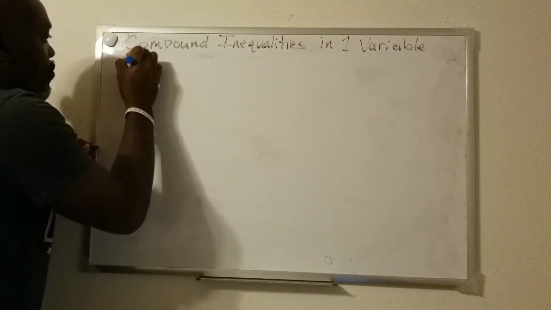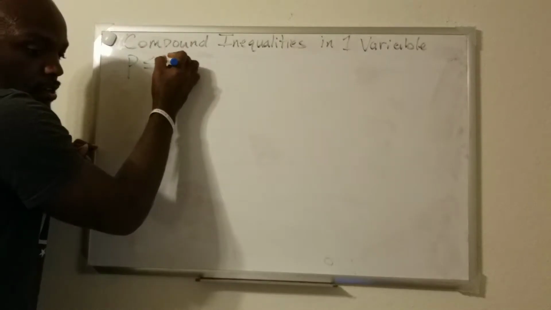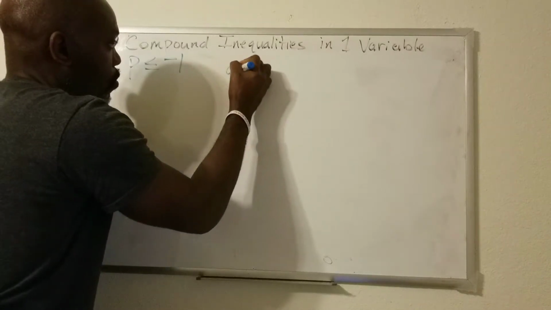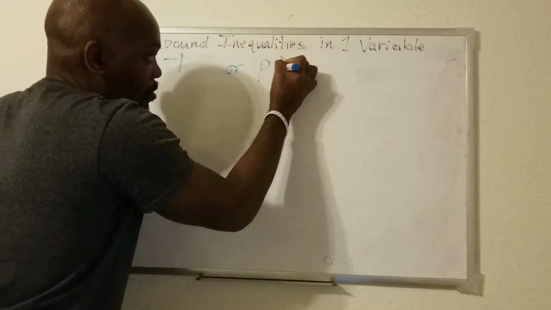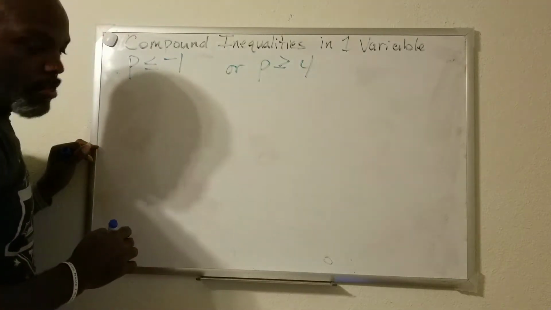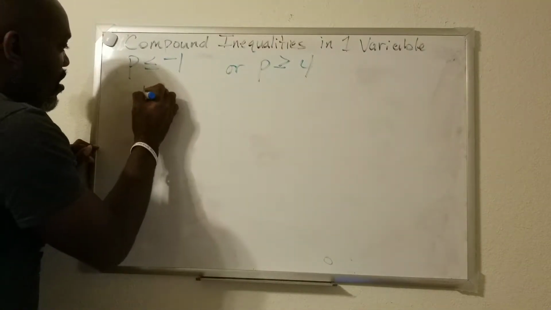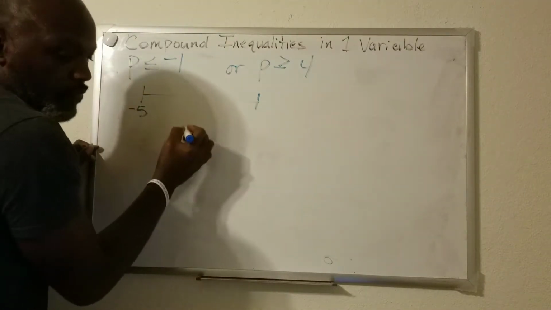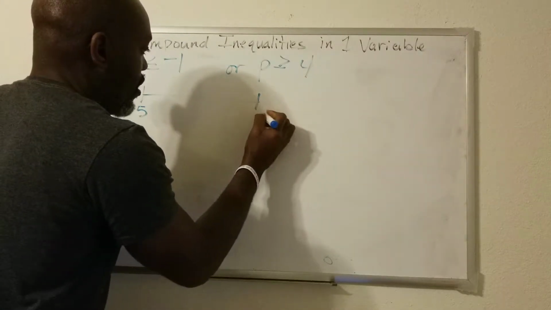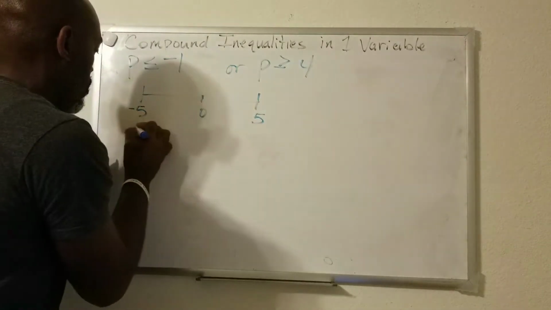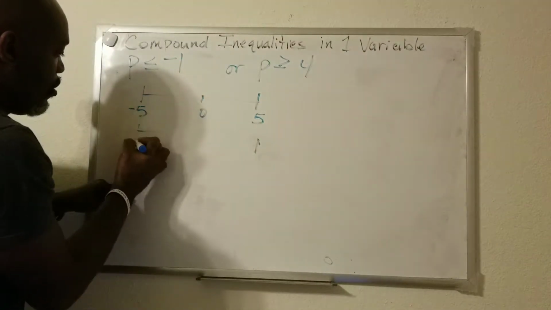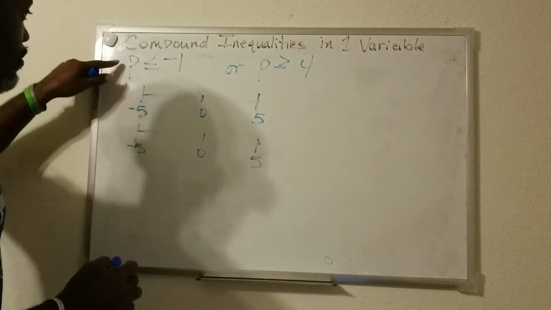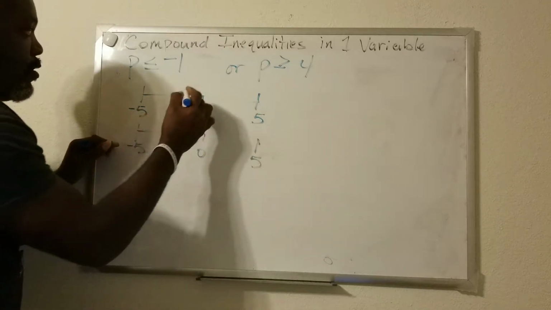Okay. Now the word "or." Let's say that they solved it and it was p less than or equal to -1, or p is greater than or equal to 4. Okay, so we're going to have the same number line. Let's say -5 here and +5 there. I think it'd be easier if there was a number line next to you. Okay, 0 here. So p is less than or equal to -1.